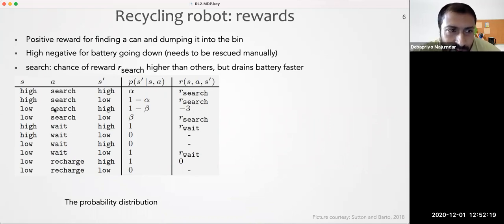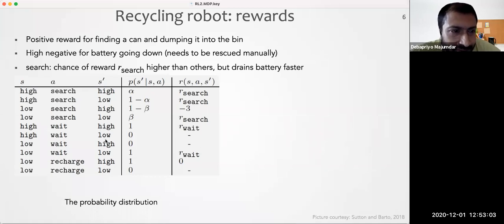If the battery is already low and you keep searching, this means your battery totally went down. The robot shut itself down, and somebody came and rescued it and put it on recharge. So then the battery becomes high. Don't get misled by this: low, search, high means in the meantime it had to be rescued. So let's say the reward is -3. Okay, a high negative reward. And low, search, low is, well, it doesn't lose the full battery. The battery remains low. Suppose that probability is beta and the other probability is 1 minus beta, and so on.